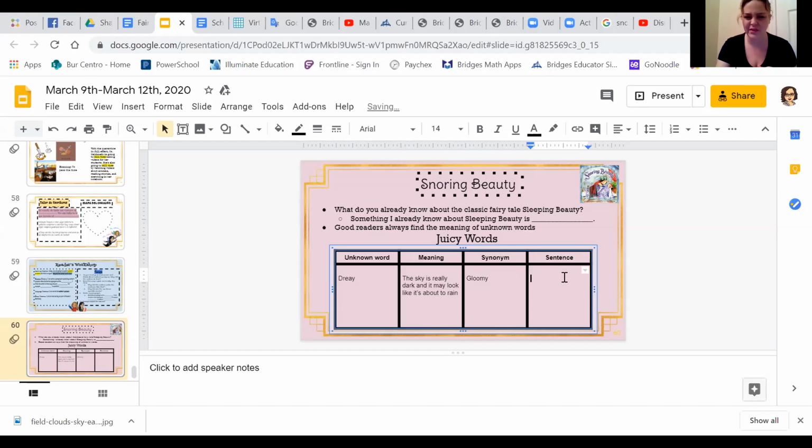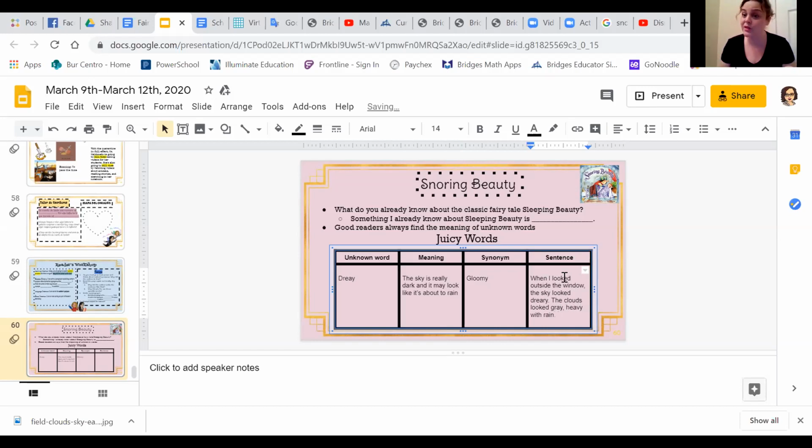And I wanna think of a sentence. Well, I'm in Irvine right now and the sky has been pretty dreary lately. So I might write my sentence, when I looked outside the window, the sky looked dreary. The clouds looked gray, comma, heavy with rain.